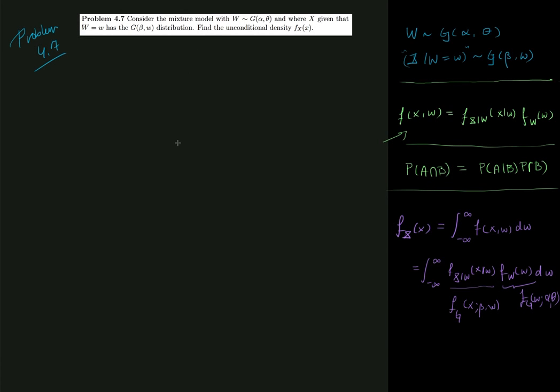So let's try to solve this exercise here. We want to find the unconditional density of x, and just let us consider the density for values greater than 0, mostly because x given w is gamma distributed. So that means that it is very unlikely that x takes values smaller than 0. So let x be greater than 0.